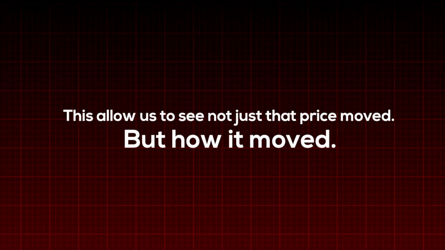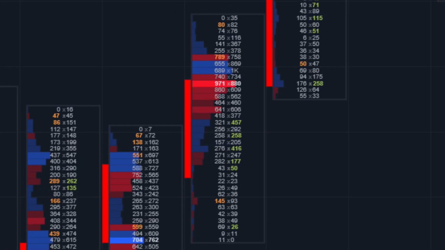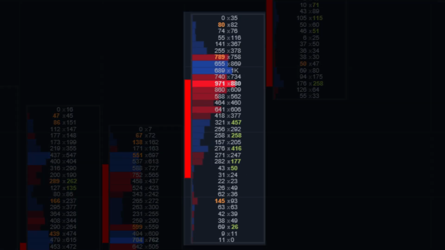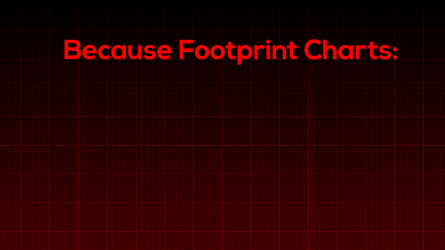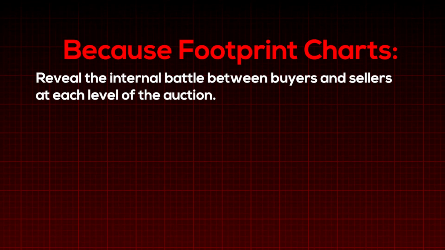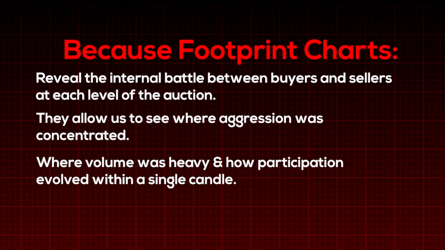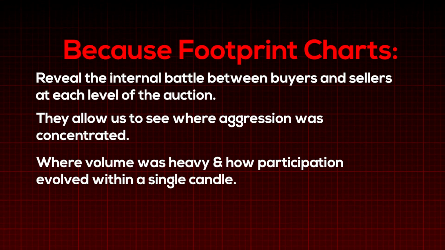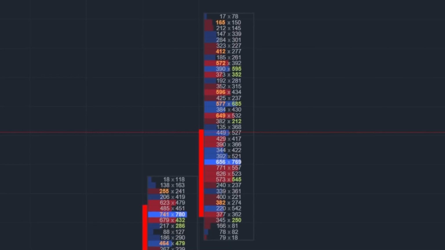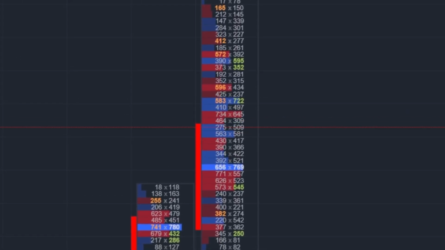This allows us to see not just that price moved, but how it moved. For example, a bullish candle might look strong on a normal chart, but inside the footprint, you might discover that aggressive selling dominated most of the move. That difference is crucial, because footprint charts reveal the internal battle between buyers and sellers at each level of the auction. They allow us to see where aggression was concentrated, where volume was heavy, and how participation evolved within a single candle. The footprint shows us aggression per price level. It gives a deeper view of participation inside the auction.